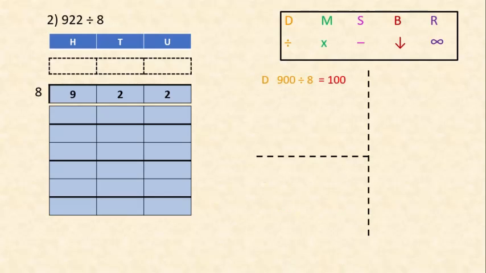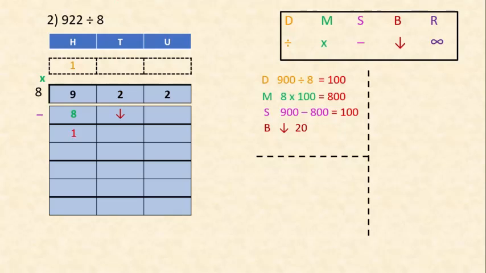To divide. 900 divided by 8 equals 100, and our 1 goes in the answer block under hundreds. Then we will multiply. 8 times 100 equals 800, and we write our answer underneath. Subtract. 900 minus 800 equals 100. Place the 1 in the hundreds column. Bring down. We're going to bring down the 20 and place it next to the 100.